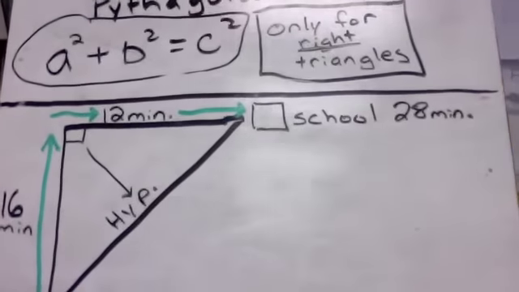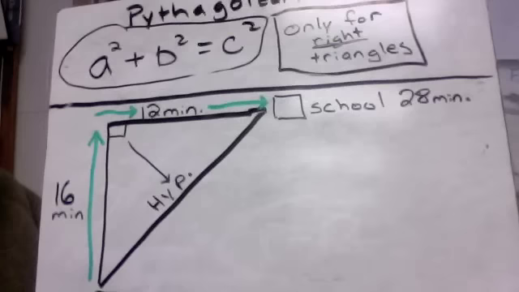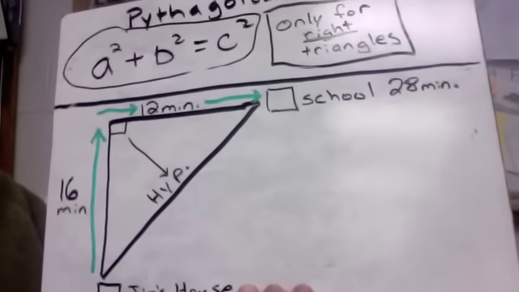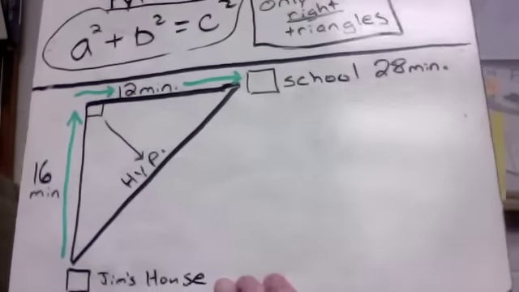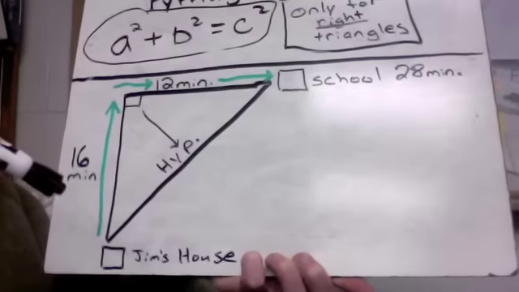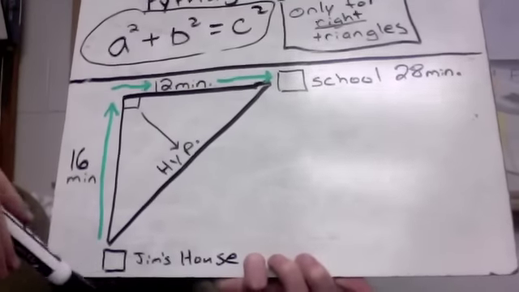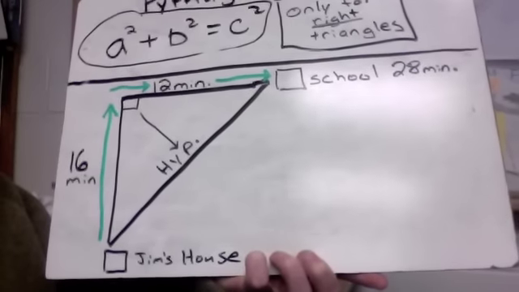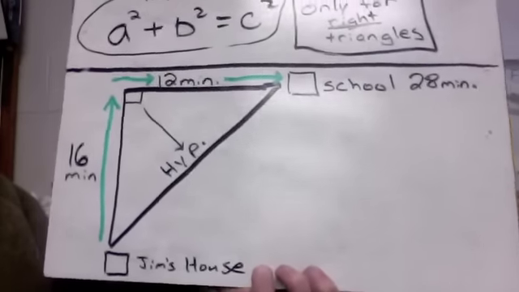All right, we're going to do another example in finding the hypotenuse, except this time, we're going to put it with a real life problem. We're going to track Jim's trip from his house to school. He lives quite a ways away from school. It takes him a long time to get there.